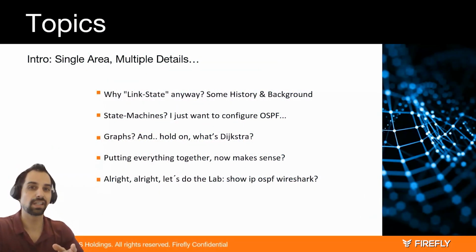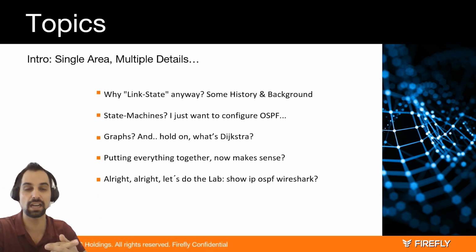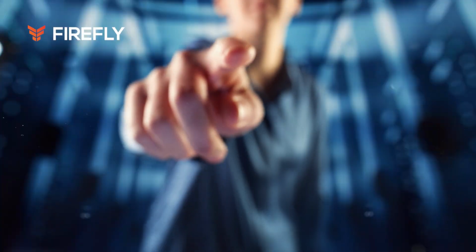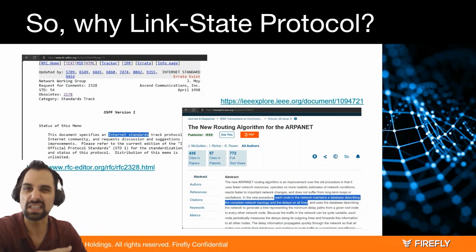Okay, so this is the agenda for our video today. We're going to first discuss a little bit about why link state, why that name for the protocol, some history and background about that. Then we're going to touch base on an overview of two computer science theory topics. One is state machines, the other one is graphs. Hold it there. This may not make sense at the beginning. Hopefully, it will in our next section where we put everything together. And finally, we are going to analyze a capture from a lab we've made so you see how this works in real life.